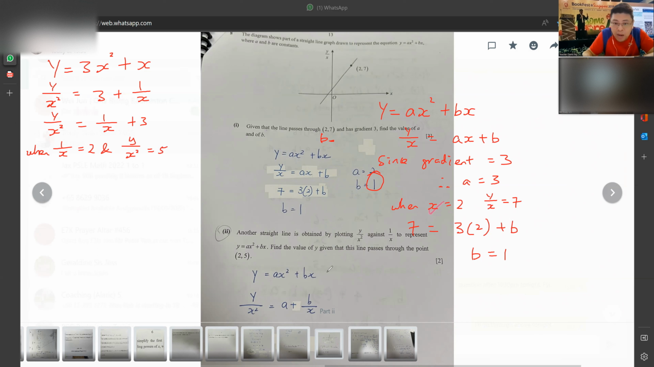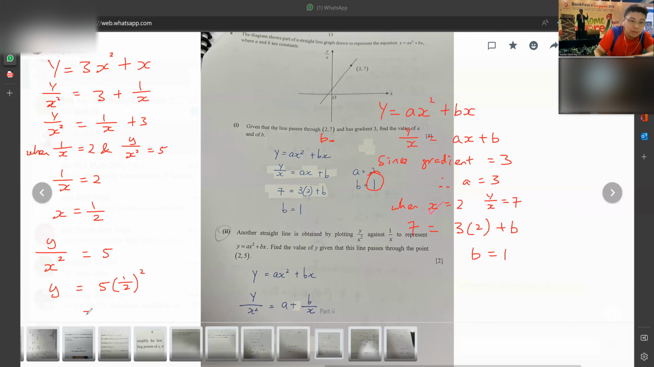Okay, what are you supposed to do? Find the value of y. So 1 over x is 2, right? Yeah. x is half. Agree? x is half. If y over x squared is 5, right? Agree? So this is 5 over 4.